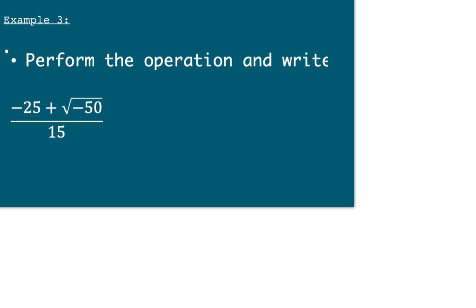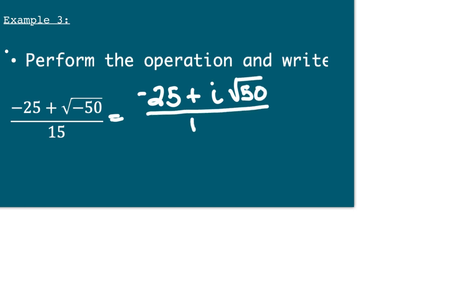So let's perform the operation and write it in simplified standard form. So I see that I have a negative number underneath my radical sign. I'm going to get that out and write it in terms of i. So I'm going to write -25 plus i square root 50 all over 15. I'm going to make my pencil a little smaller here. So I have -25 plus i square root of 50.